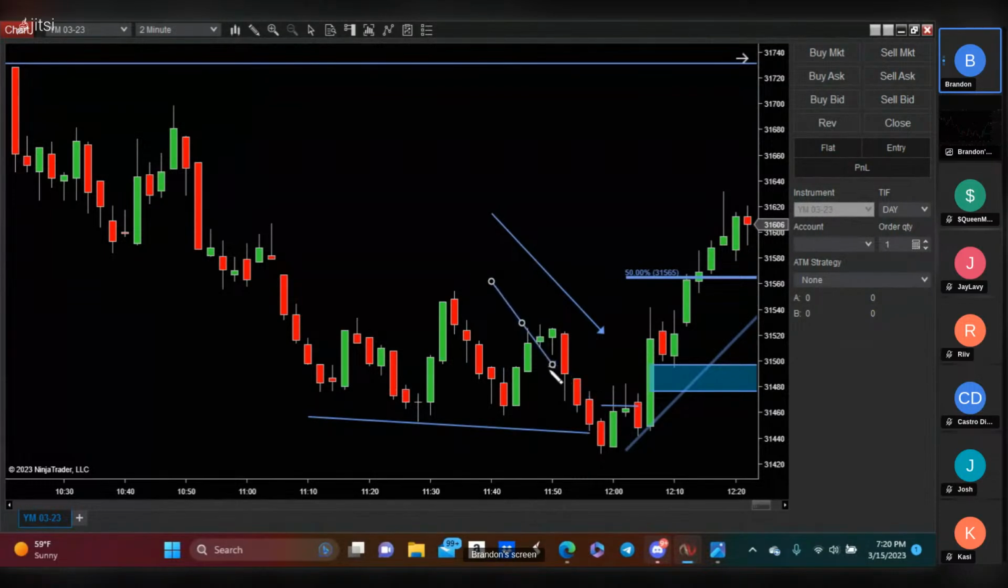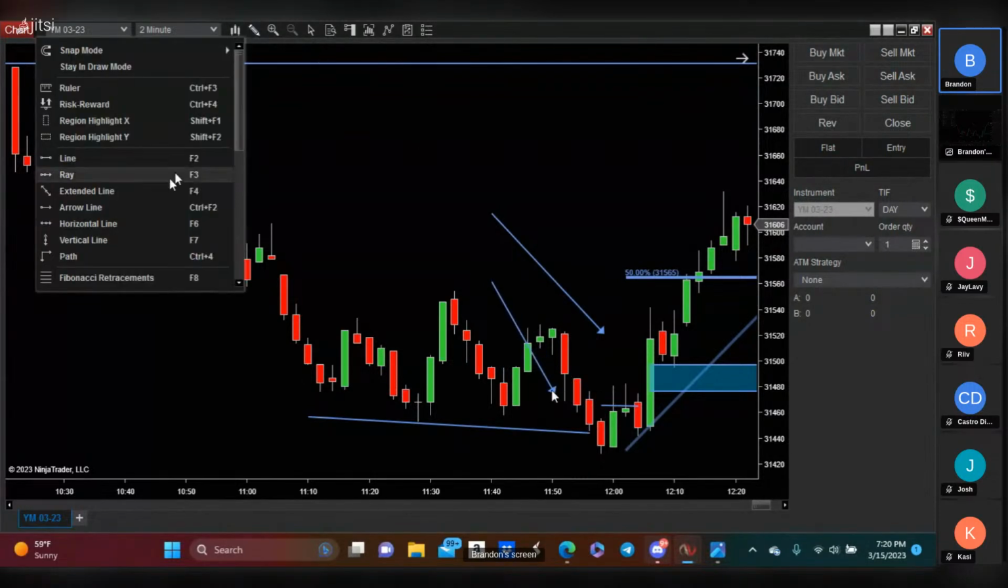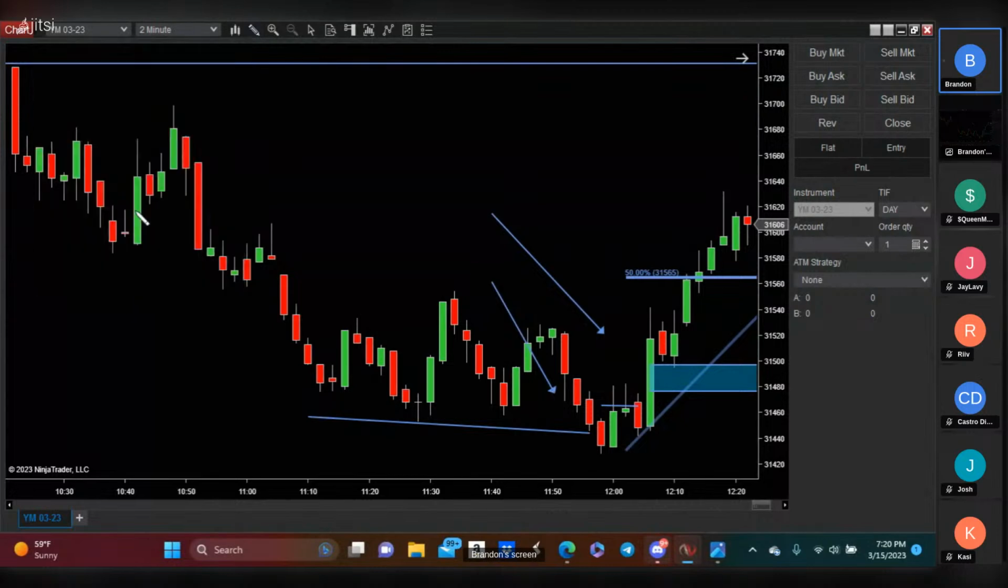So you see this red candle right here. You see this red candle right here. That's the candle that stopped the retail traders out to our left.